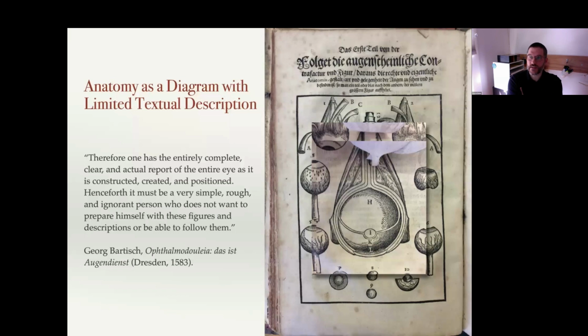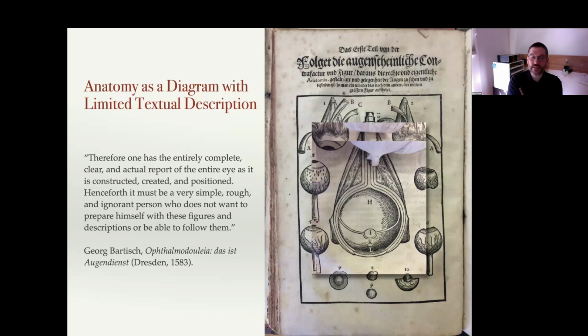At the end of this section where he has his flap image diagrams and some limited textual description, he says: therefore one has the entirely complete, clear, and actual report of the entire eye as constructed, created, and positioned. Henceforth, it must be a very simple, rough, and ignorant person who does not want to prepare himself with these figures and descriptions or be able to follow them. Again, there's no sense of autopsia here.